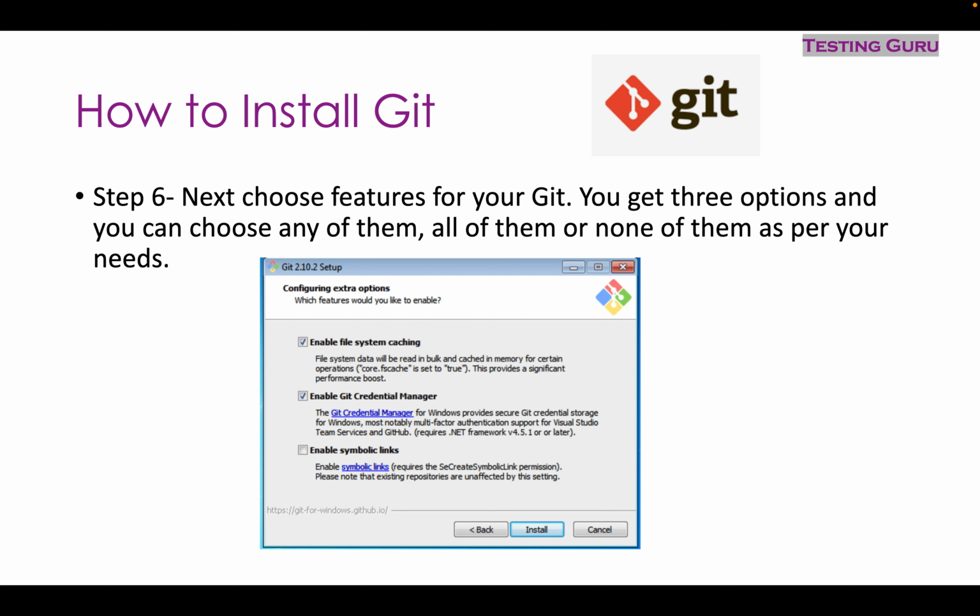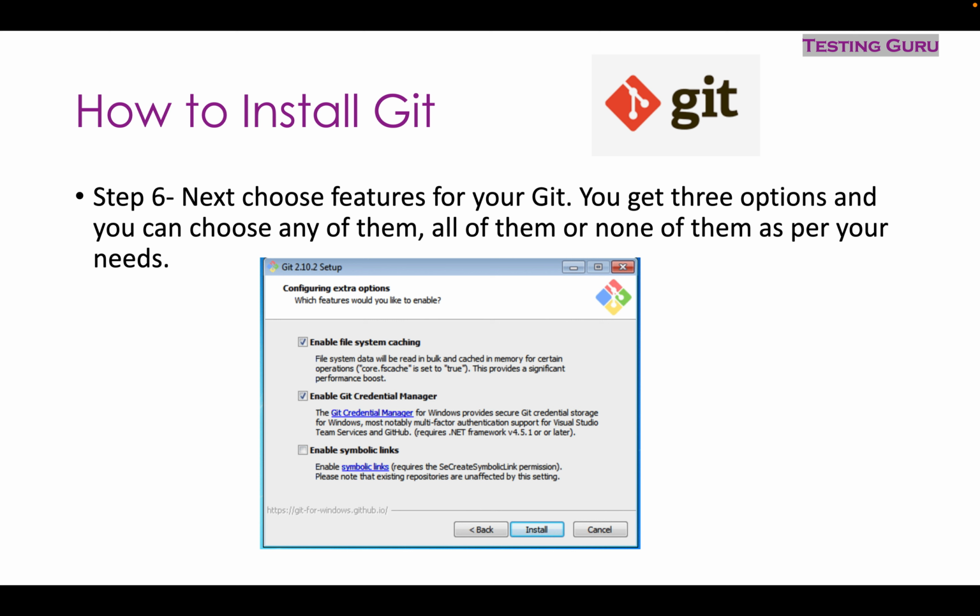The second option is enable Git Credential Manager. Git Credential Manager for Windows provides secure Git credential storage for Windows, and most notably multi-factor authentication support for Visual Studio Team Services and GitHub. The third option is enable symbolic links. The symbolic link requires a special symbolic link permission. Please note that existing repositories are unaffected by this particular setting. After selecting the required things, you just have to click on install and Git will get installed.